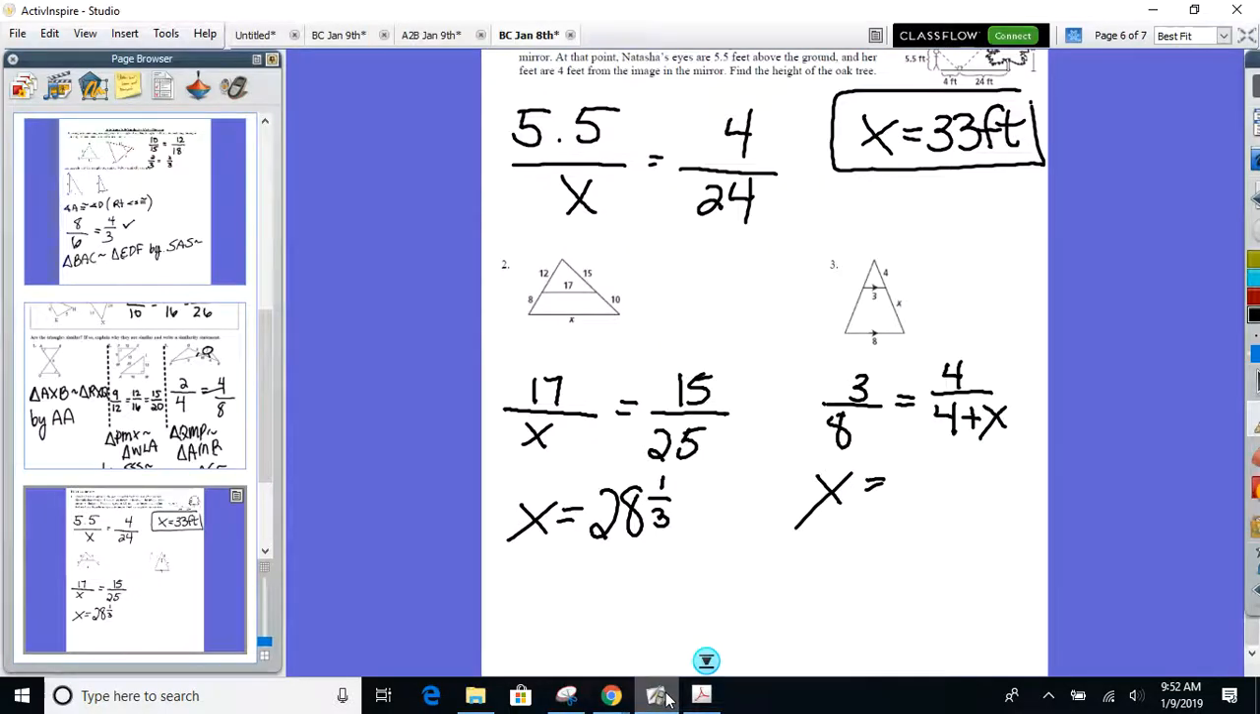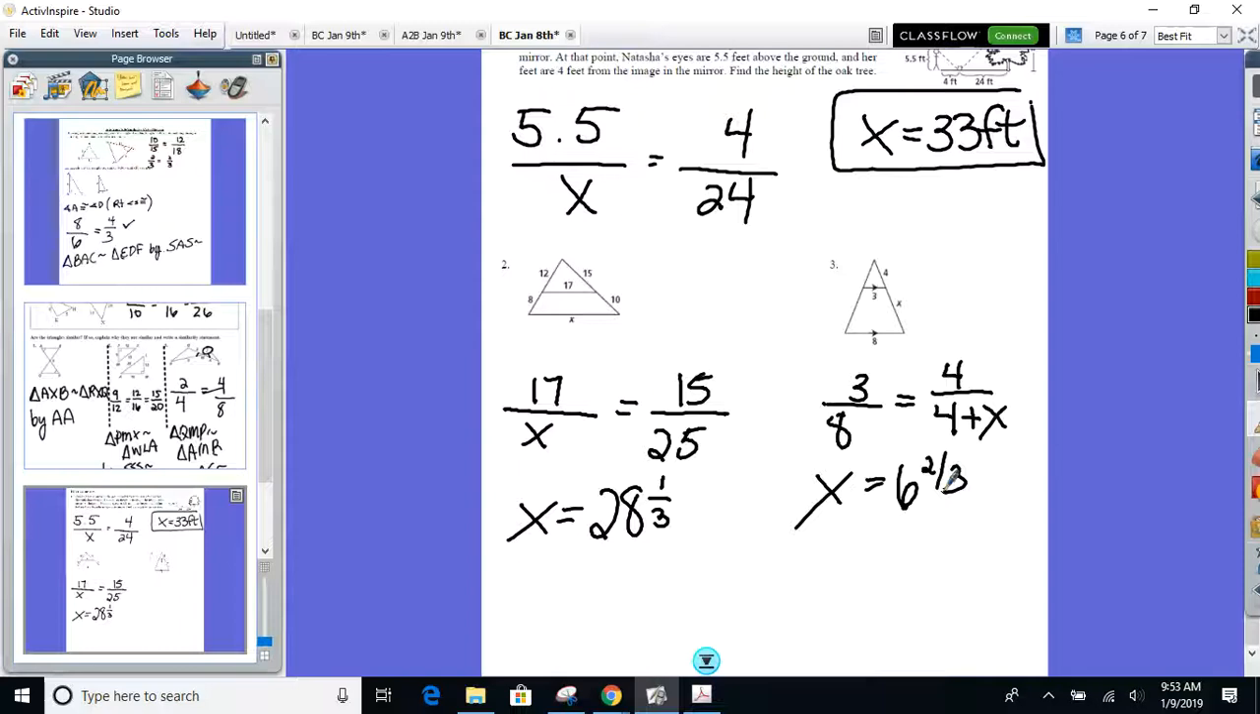16 when you're ready. Yeah. 6.6 repeating. Look at you putting in a fraction, Thomas. Nice. 6 2/3. Nice job. Any issues setting up? Can you feel comfortable setting up your proportions tonight?